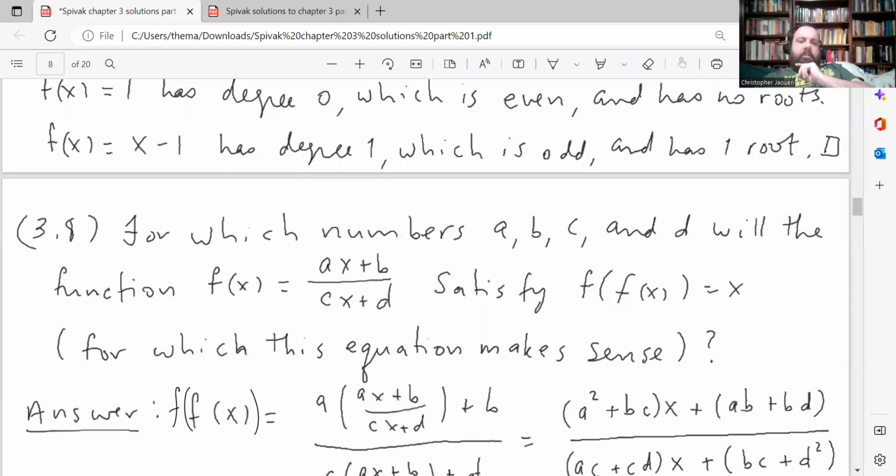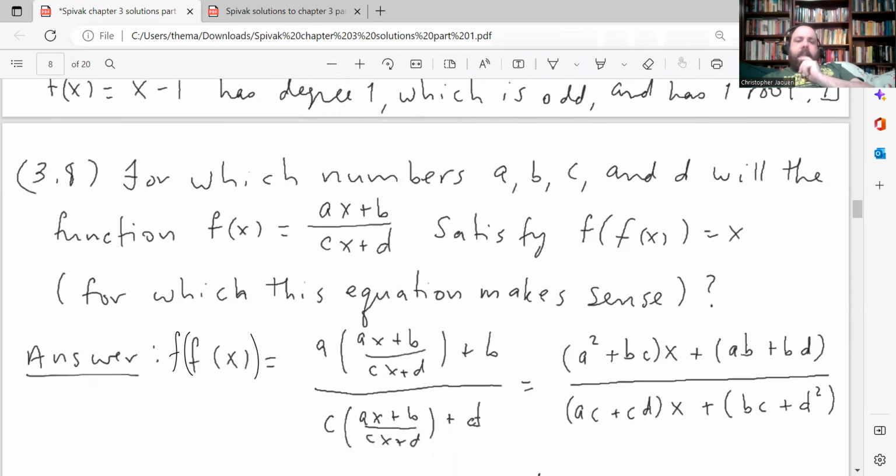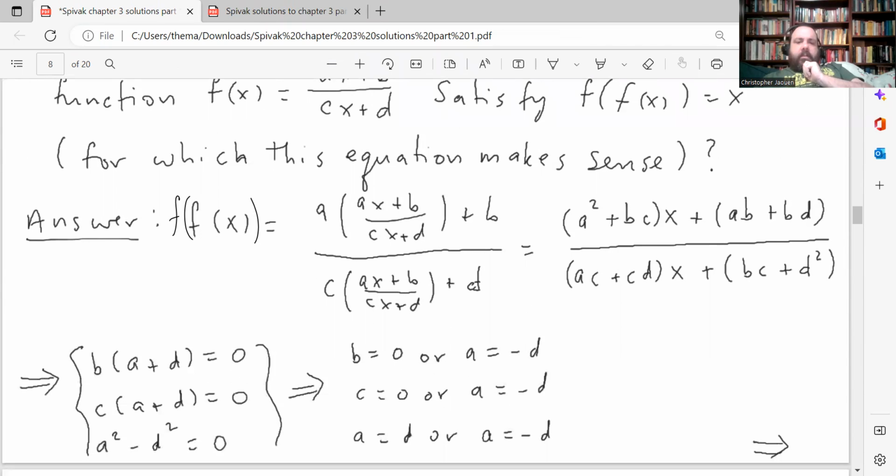Right. 3.8. For which numbers a, b, c, and d will the function f(x) equals (ax plus b) over (cx plus d) satisfy f(f(x)) equals x? All right. Here's the solution.